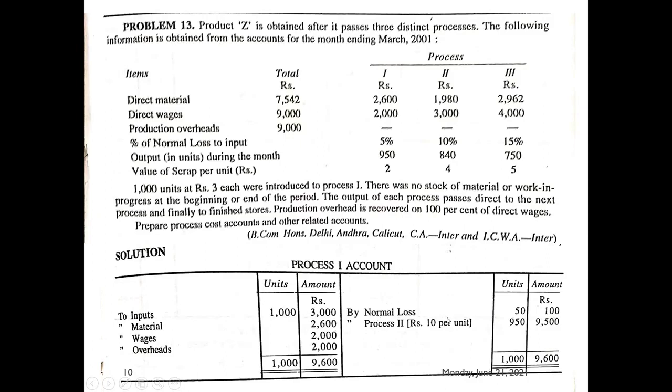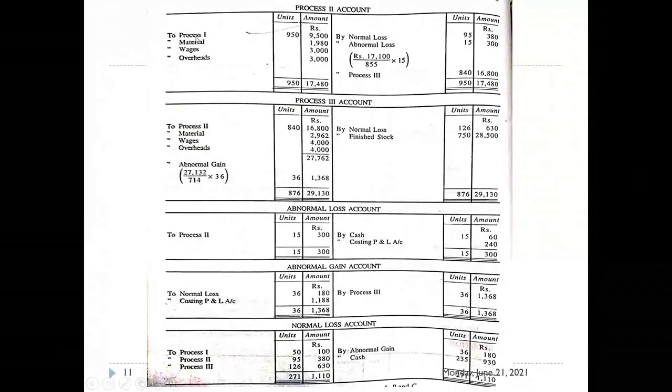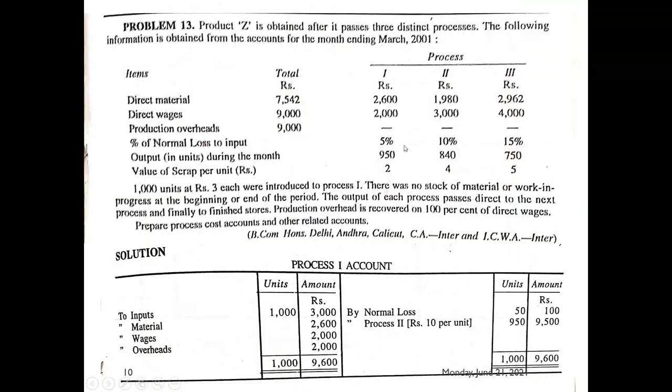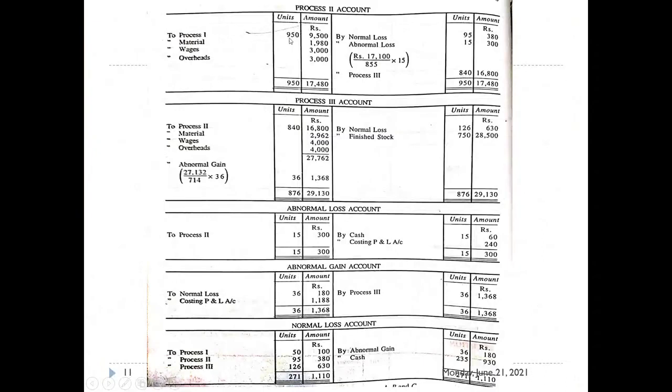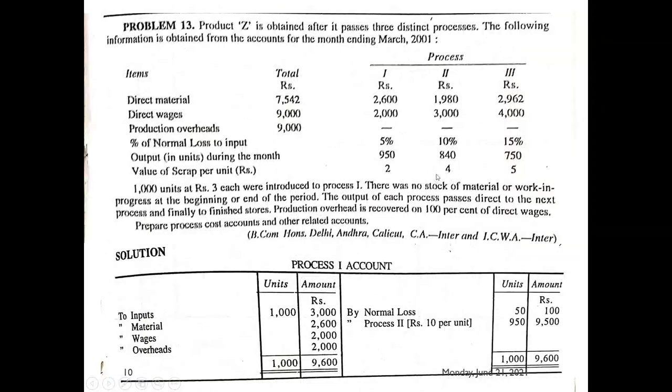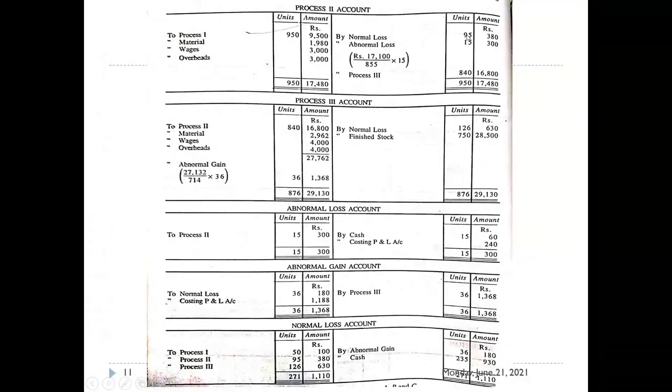Next, process two account. So first, to process one account at the rate of rupees 10 per unit, 950 and 9,500 on the debit side. So on the debit side 9,500 and 9,500. Then to material, wages and overhead. On the credit side, by normal loss. So percentage how much? Process 2, 10%. So 10% of input. So 10% of 950 it will be 95. So here you see scrap value is also given, 4. So at the rate of rupees 4.